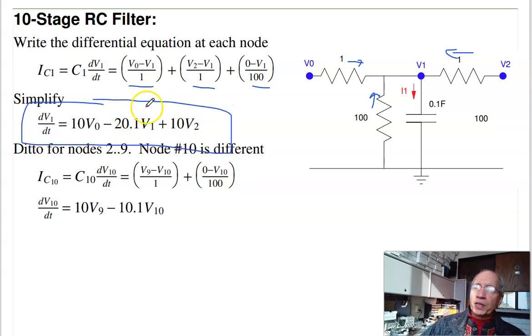That'll also be the differential equation at node 2, 3, 4, up to 9. Just change the index. The oddball is node number 10. On node number 10, this resistor is missing, so this term goes away. And what I get is this for the 10th node.